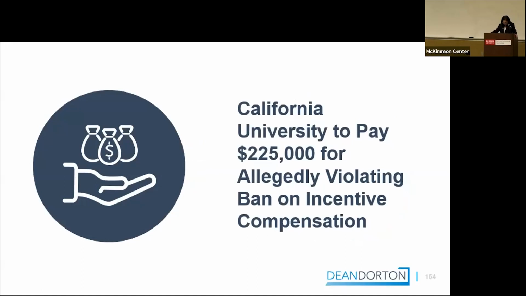Okay. In 2020, San Diego Christian College agreed to pay $225,000 to resolve False Claims Act allegations. This is for allegedly violating a ban on incentive compensation. Have you guys already talked about incentive compensation today? Okay.